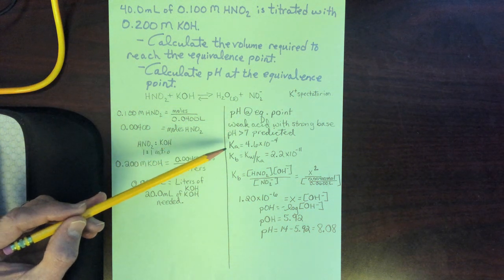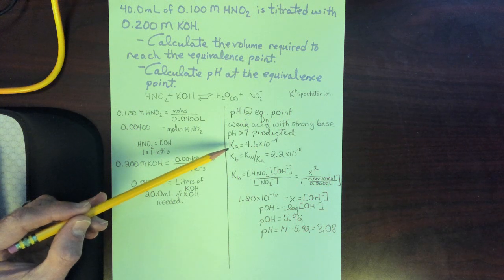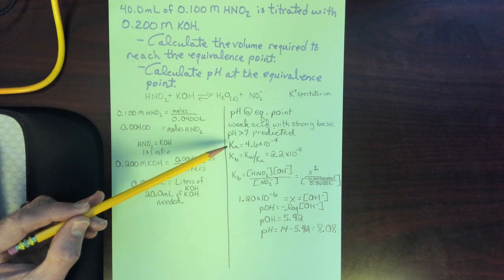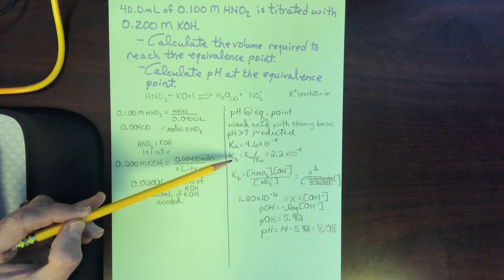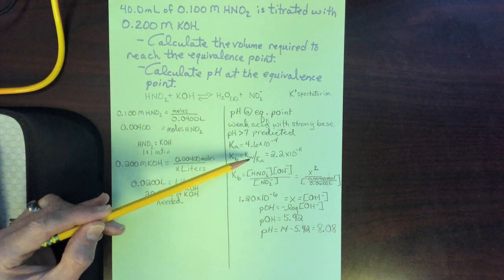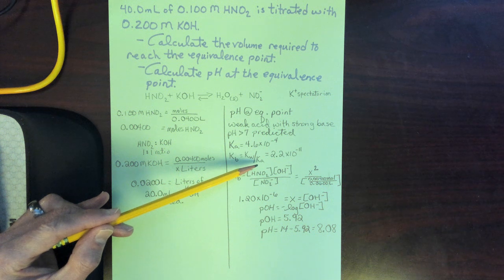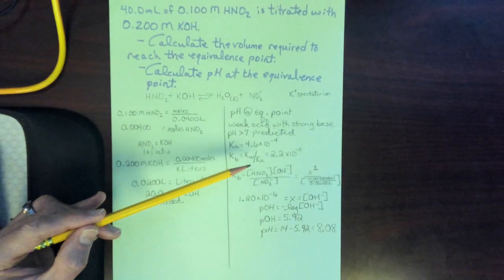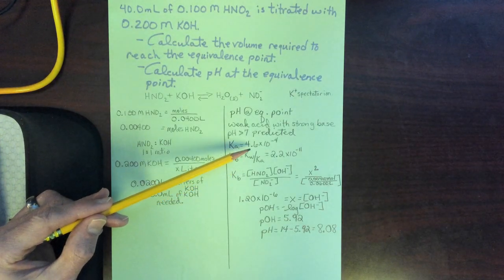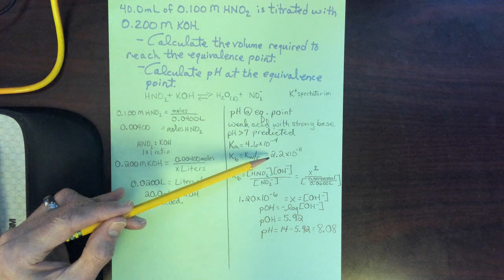So what I want to do here is get my Ka value for the nitrous acid. This comes from a reference table in your chemistry book, 4.6 times 10 to the negative 4 at 25 Celsius. I know my pH is going to be above 7, so I'm going to derive the Kb value from Kw divided by Ka. Remember that Kw is 1.0 times 10 to the negative 14 at 25 degrees Celsius. Divided by our Ka value gives me a Kb of 2.2 times 10 to the negative 11.